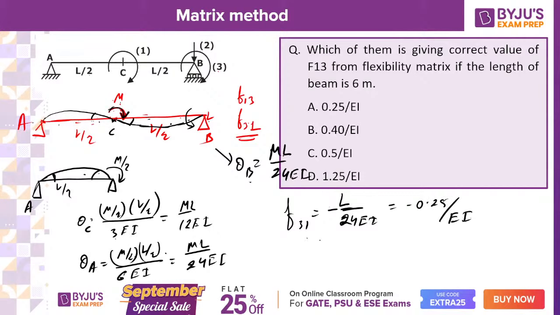Did you get that? And F13 equals F31. I can say that minus is also already there, but if it is not given in the question option, I'll just go with the value provided here. That is 0.25 by EI. Are you able to understand that? Yes, I have used the rotational stiffness to get this.